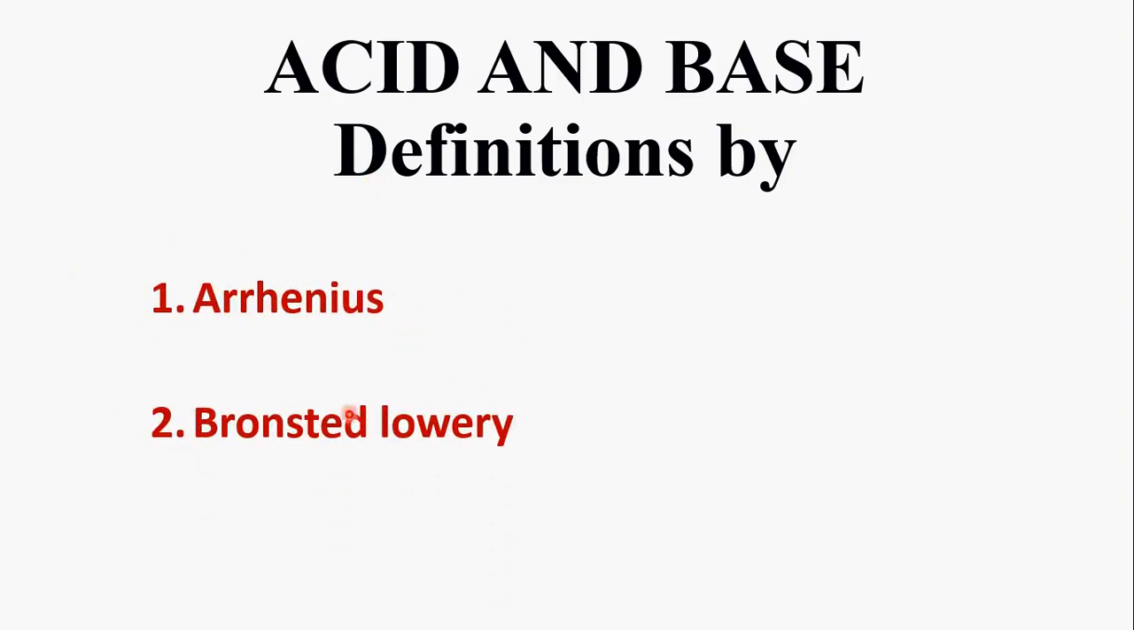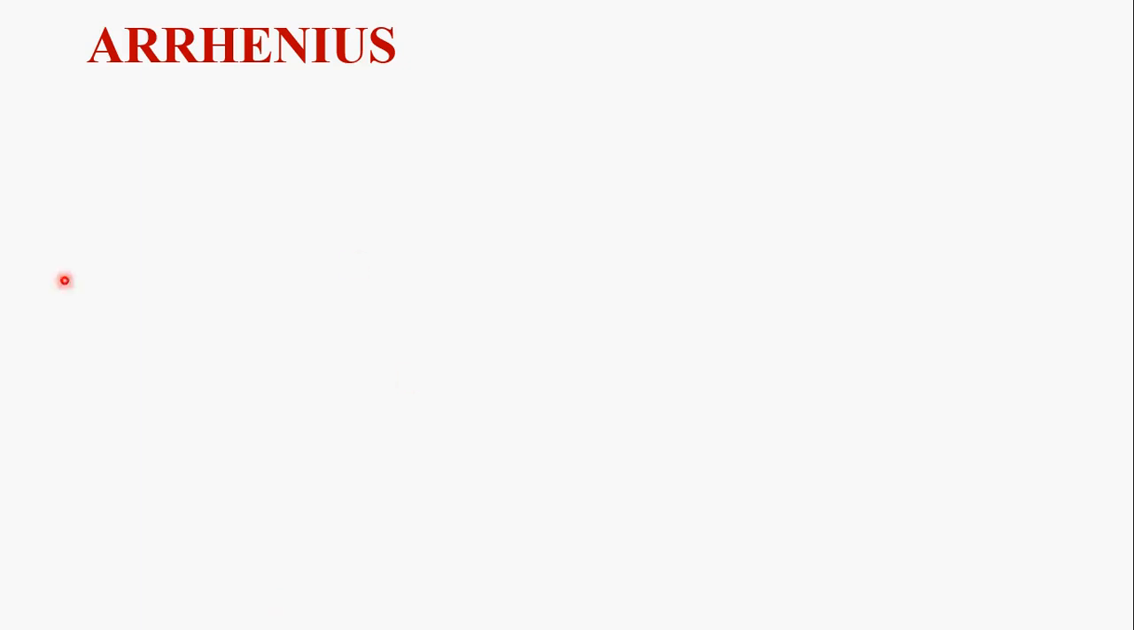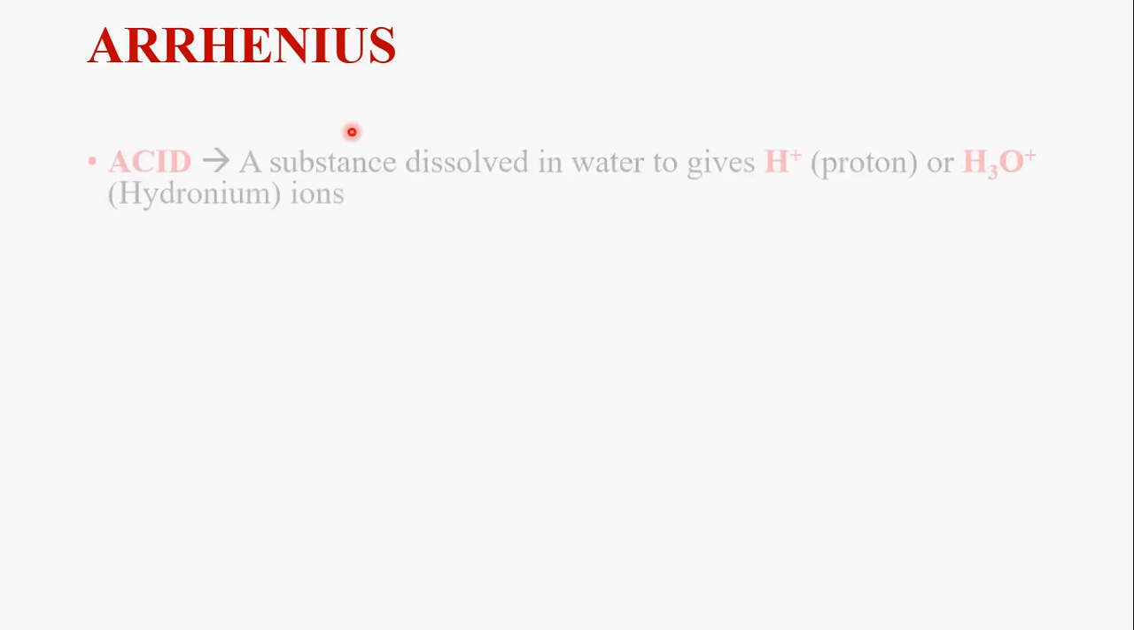There are different definitions of acid and base. So we will study the three scientists who gave the definition of acid one by one. Number one is Arrhenius, the second one is Bronsted-Lowry, and the third one is Lewis. So first of all, we will study the Arrhenius theory.